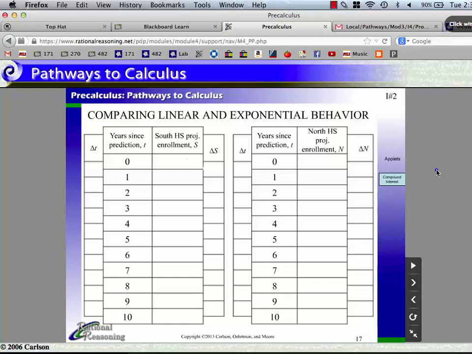North should be pretty quick. North High School, if you understand what's going on, just rattle them off. South will take a little longer. So one more minute and we'll talk.